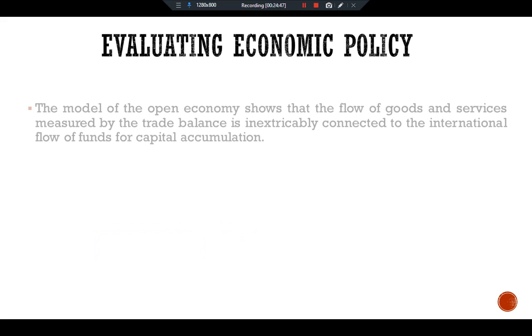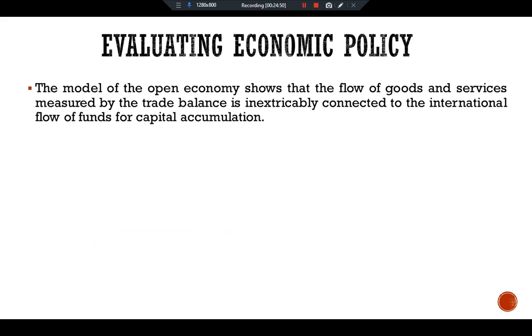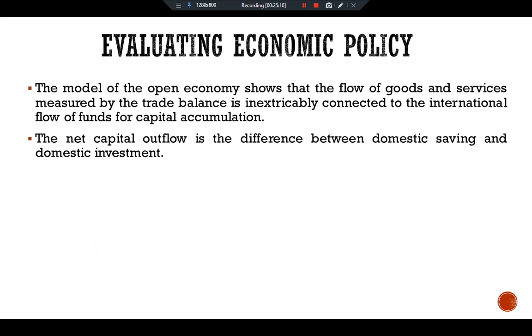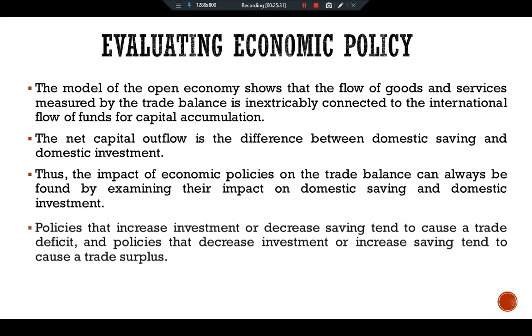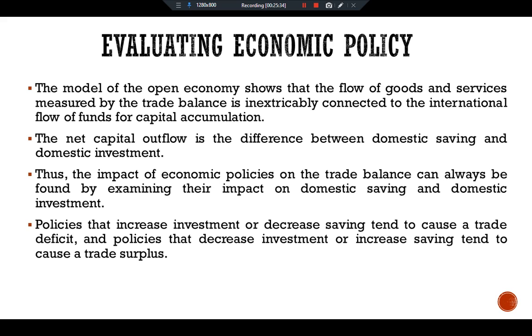Evaluating economic policies, the model of the open economy shows that the flow of goods and services measured by the trade balance is inseparably connected to the international flow of funds for capital accumulation. So the net capital outflow is the difference between domestic saving and domestic investment, and thus the impact of economic policies on the trade balance can always be found by examining their impact on domestic saving and domestic investment. Policies that increase investment or decrease saving tend to cause a trade deficit, and policies that decrease investment or increase saving tend to cause a trade surplus.